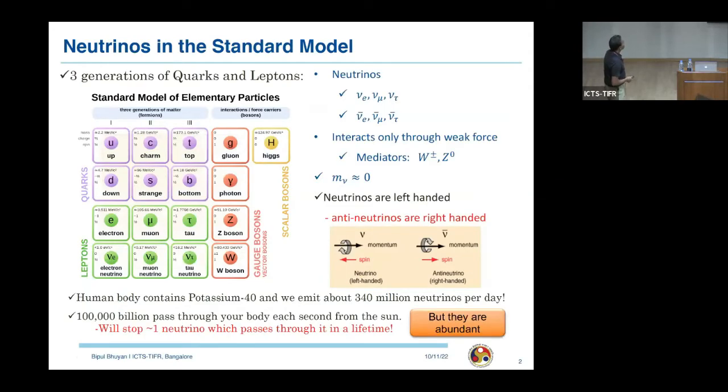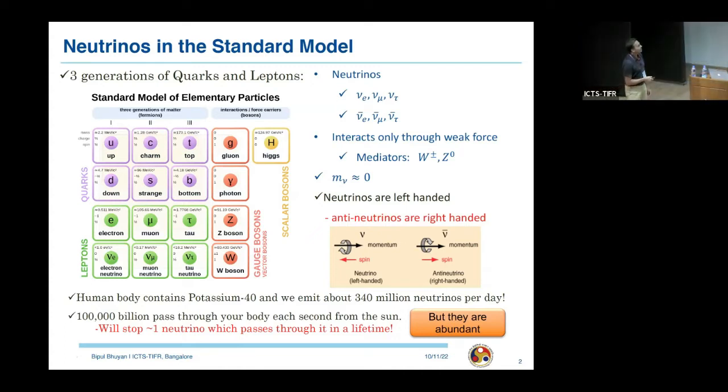We already know about the neutrinos and their antineutrinos, and we also know that they interact only by the weak force, and that's because I'm an experimentalist. Understanding the interaction is important because that is how we're going to detect them. And in the standard model, we also know that these neutrinos are massless and left-handed particles, and the antineutrinos are right-handed particles. So the interaction cross-section is very small, but they are really in abundance.